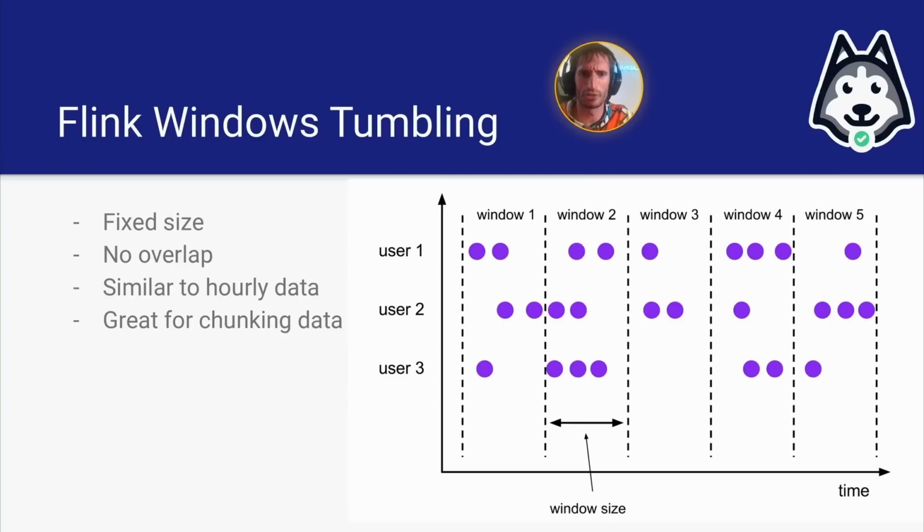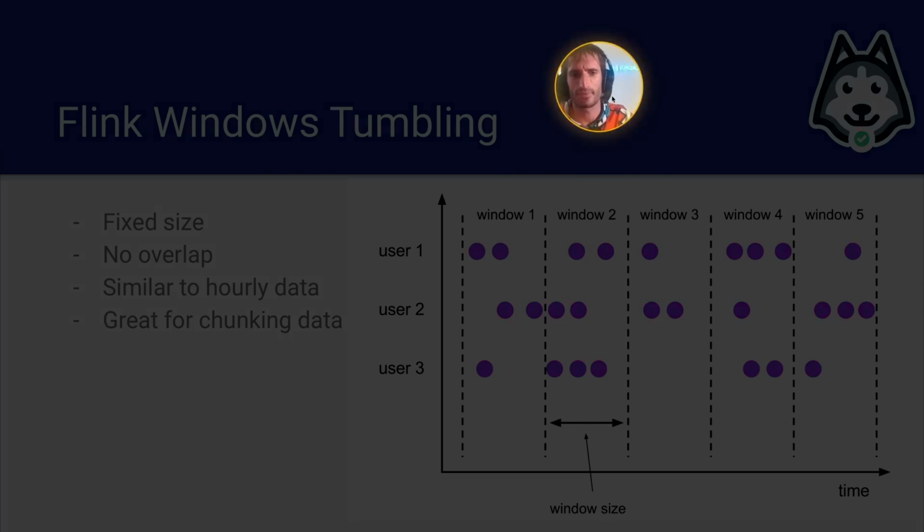This is the most simple type of window. We're going to cover this kind of tumbling window in the lab today as well. It's one of the first types of windows that I think is interesting in Flink. Let's go to the next one.